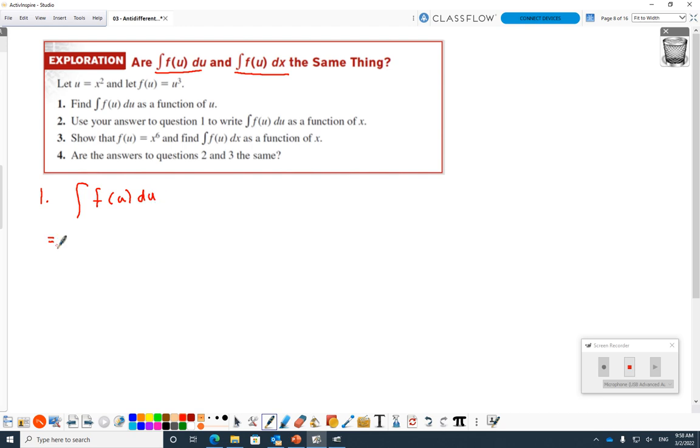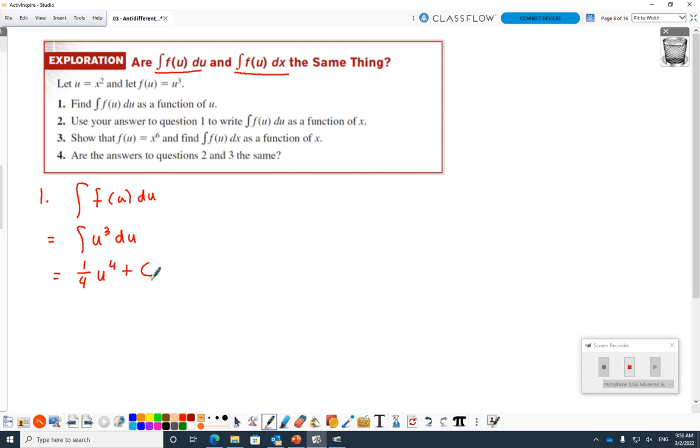So f of u is u cubed. Just put that in there. Nothing too complicated here. Finding the integral of f of u du, because they gave me f of u, which is u cubed. So that's equal to 1/4 u to the power of 4 plus c. Using that trick where I went, okay, add 1 to the exponent, and then divide by my new exponent.